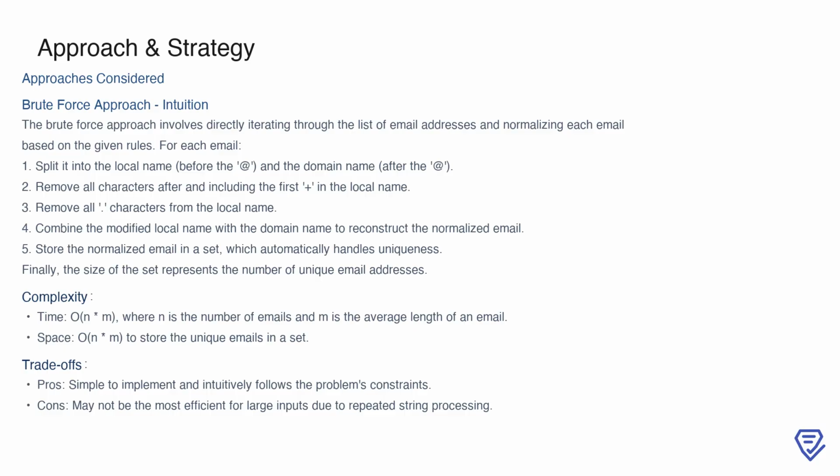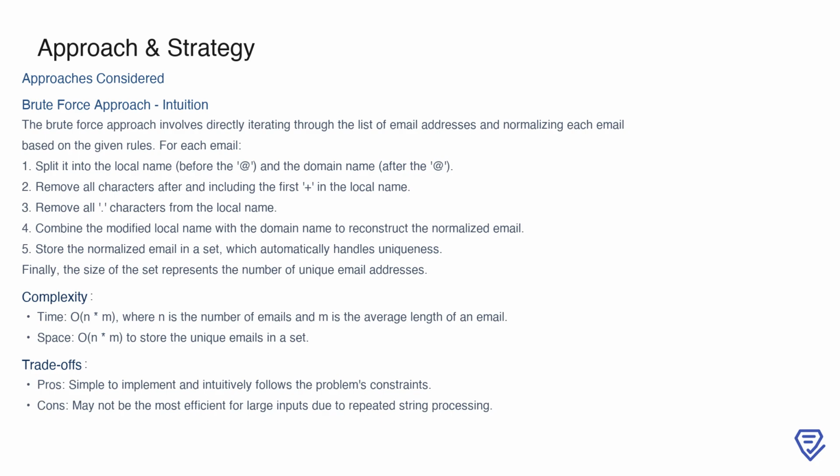Once the local name is cleaned up, we combine it with the original domain name to reconstruct the normalized email. These normalized emails are stored in a set, which inherently ensures that only unique entries are kept. Finally, the size of the set gives us the number of unique email addresses. This approach is straightforward and adheres well to the problem's instructions, but it does involve repeated string operations for each email, which can become inefficient as the input grows larger.